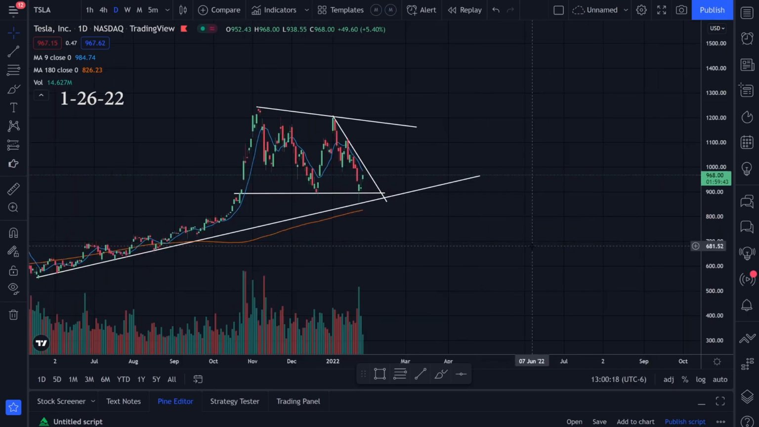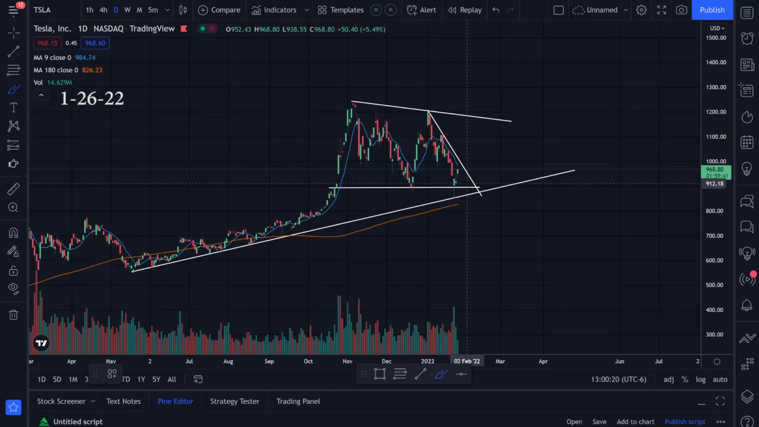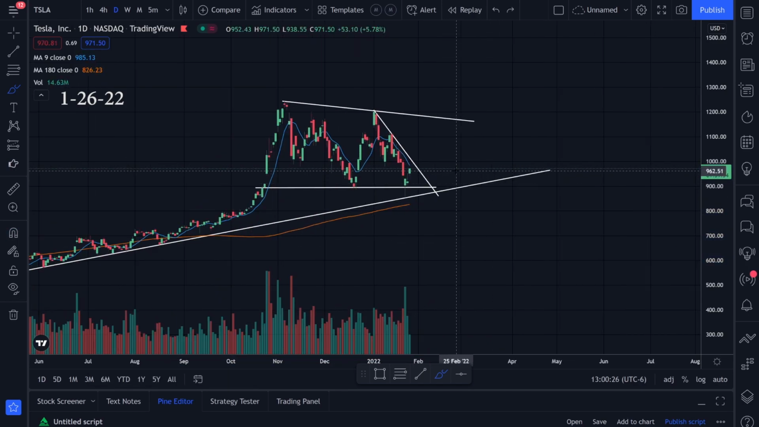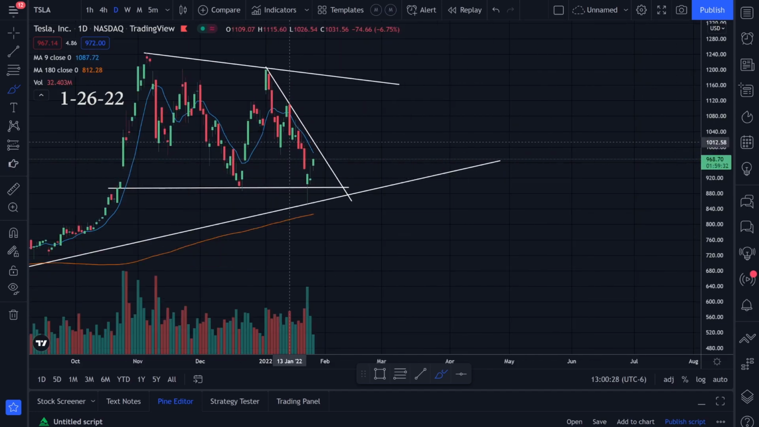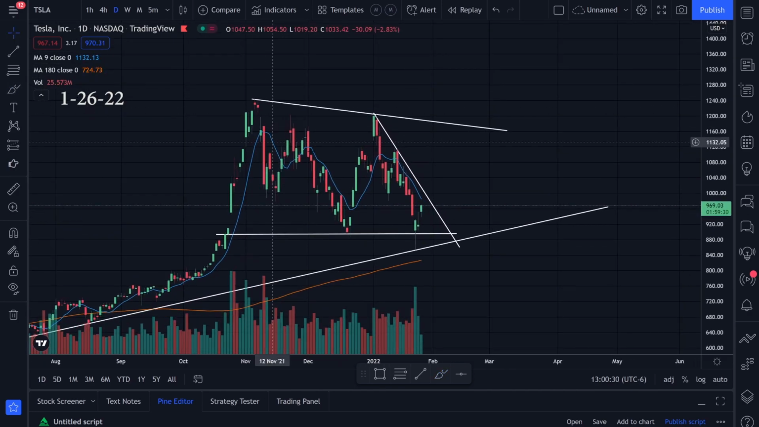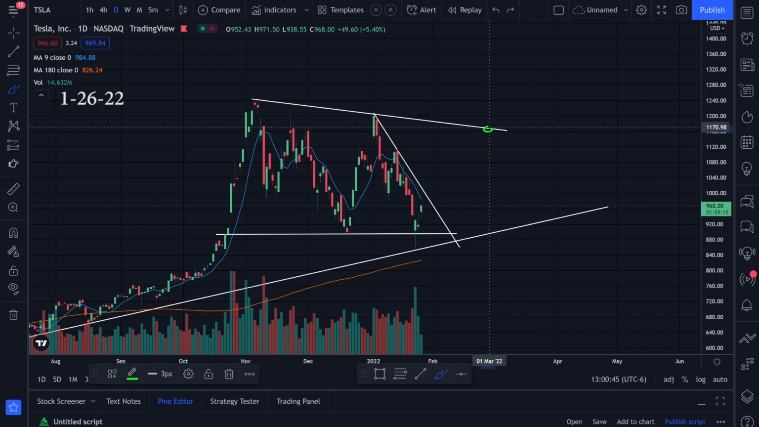So what I'm wondering is, are we going to be able to hold this support that we're getting from right here and this trend line right here, break to the upside, and then be able to start targeting the previous resistance levels, which would be something like this right here at around 1,110, and then the next level after that would be something like 1,200, or this trend line right here sitting at around 1,170.